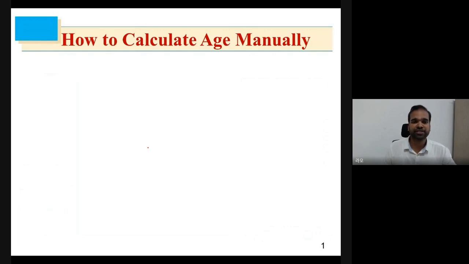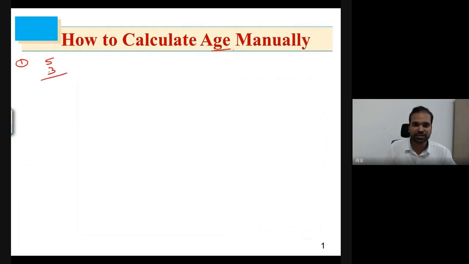Hello guys, in this video I'm going to explain how to calculate age manually. If you want to calculate age manually, you need to remember two things. The first one, you always need to subtract the lower value from the higher value. For example, you can subtract 3 from 5.